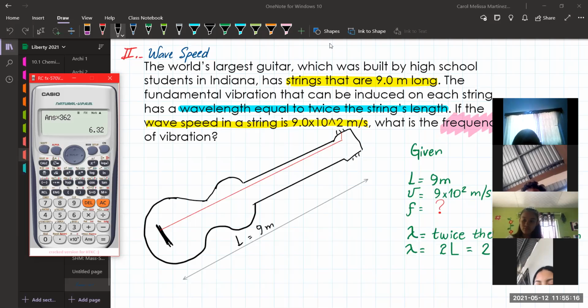That's very important for this problem. The reason is because for this problem you use wavelength, you don't use the length, okay? That's why that sentence over there is very important. Now, what is the equation that we use to calculate the speed of a wave?